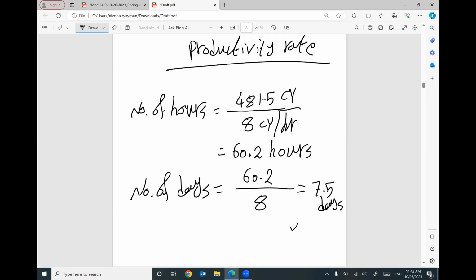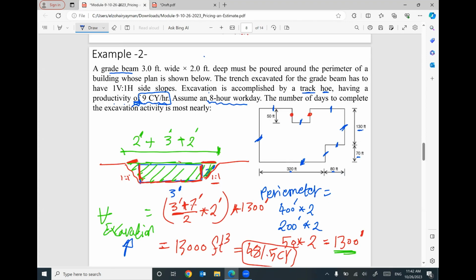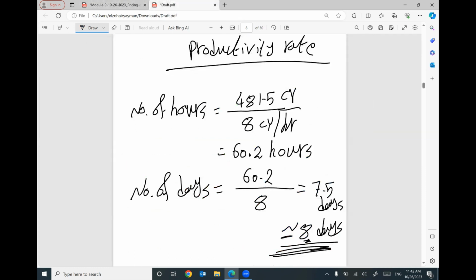I think we will rent this equipment for 8 days to accomplish this task. That makes sense? So this example, how many days are needed to complete this task, which is excavation, I need 8 days. That means the excavator, the track hoe, will be rented for 8 days.